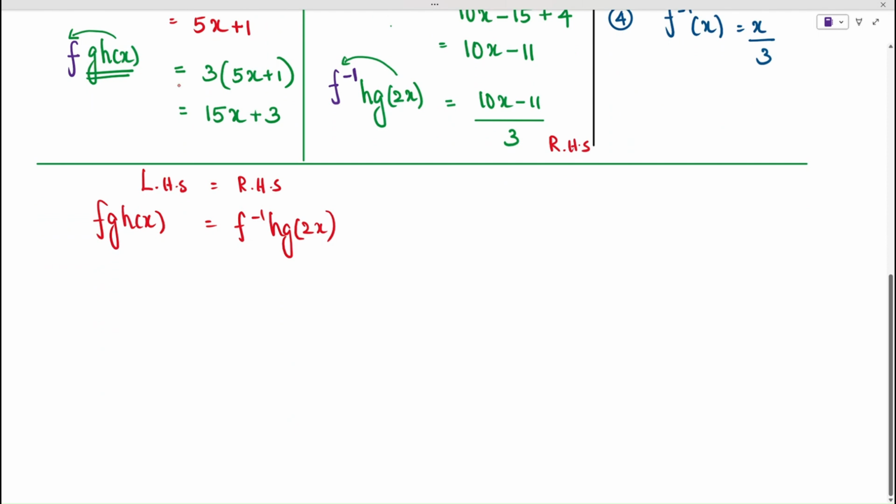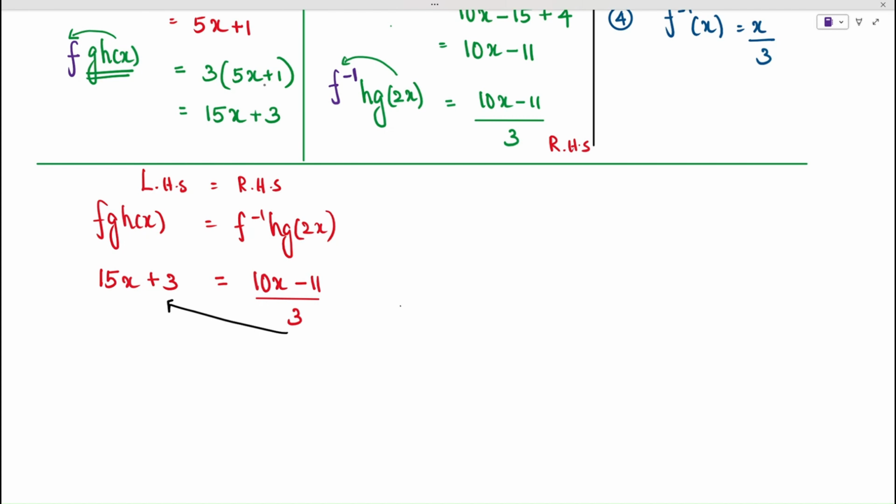Now we're going to write our values into our equation. So we have 15x plus 3, and this is our left-hand side. And this is equal to 10x minus 11 over 3. This is our right-hand side. And now what we're going to do from here is solve for x. From here, it should be smooth sailing.